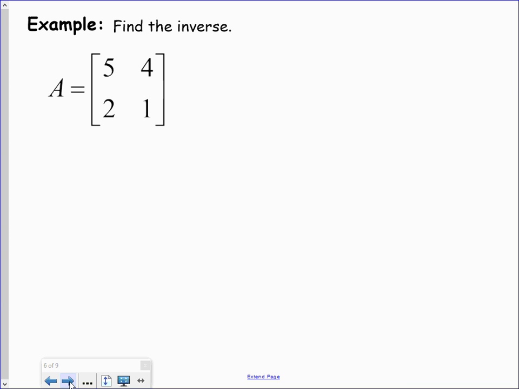Here's an example. Matrix A is 5, 4 in the first row, 2, 1 in the second row. We'll go ahead and calculate the inverse there. Using my formula for A inverse, I'm going to do 1 over, and then you have to do the difference of the product of the diagonals in the correct order, otherwise you get a wrong sign for all your entries. So it's going to be 5 times 1 minus 4 times 2 or 2 times 4. It doesn't matter which way you do that.